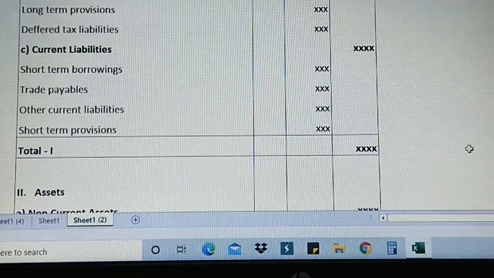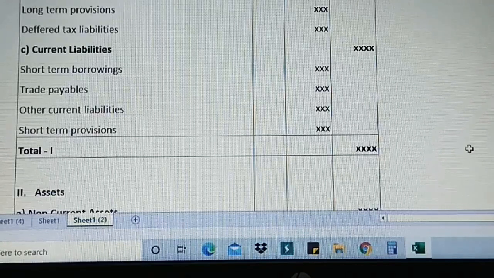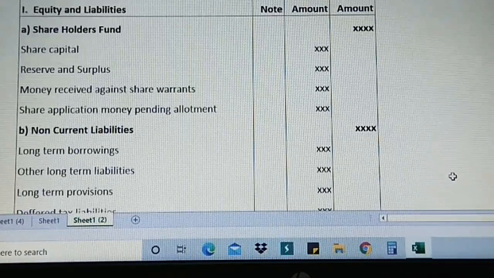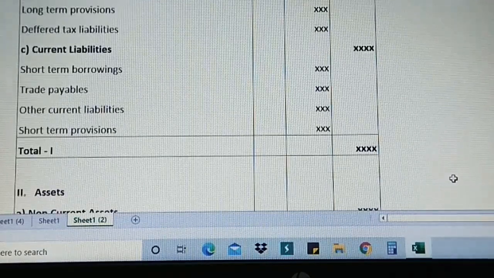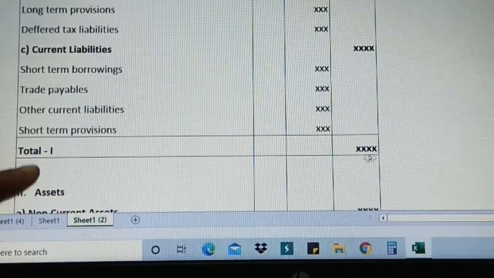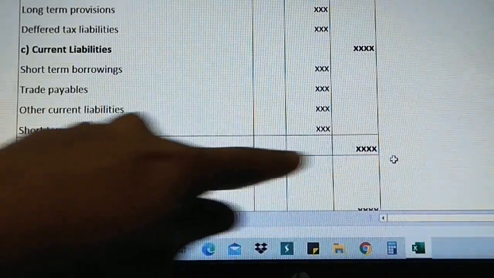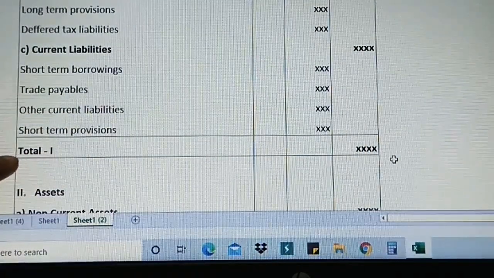Other current liabilities, short-term provision. So any tax that is still pending for a short-term period, or for which you have created a provision, all these have to come under current liabilities. So observe, you have three things. The total of these three will be total A. Total 1, equity and liability. So this total is going to be your liability side.